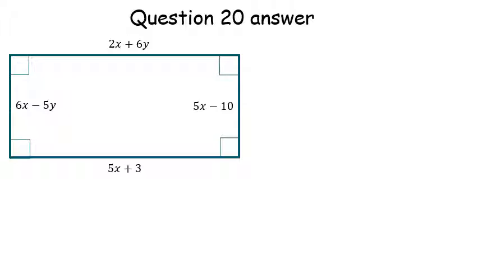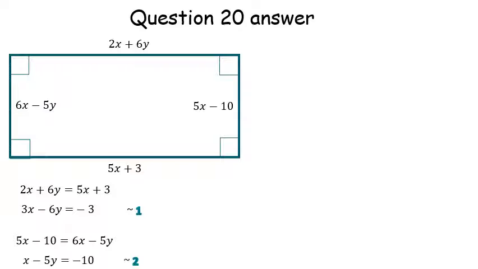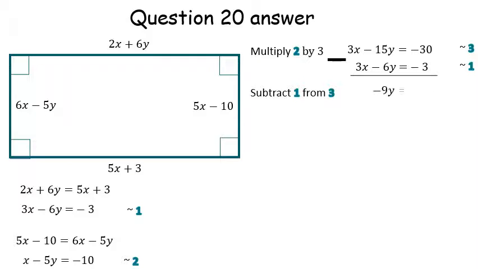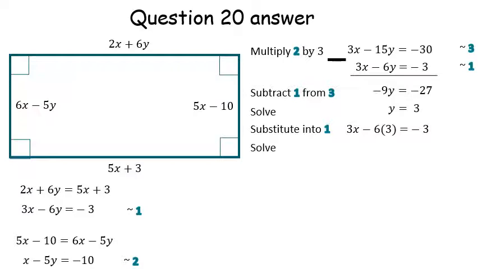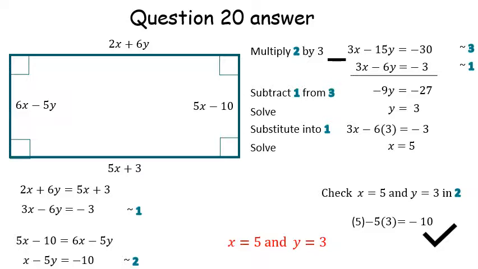Question 20. The lengths of a rectangle are equal and the widths of a rectangle are equal. So making them equal and rearranging, we get our two equations of 3x minus 6y equals minus 3 and x minus 5y equals minus 10. But we need to make sure that the coefficients on one of the variables are equal. So I've multiplied my second equation by 3 and solved to get y equals 3. I've then substituted y equals 3 into the first equation and solved to get x equals 5. I've then checked them in the second equation and they work, so x equals 5 and y equals 3.